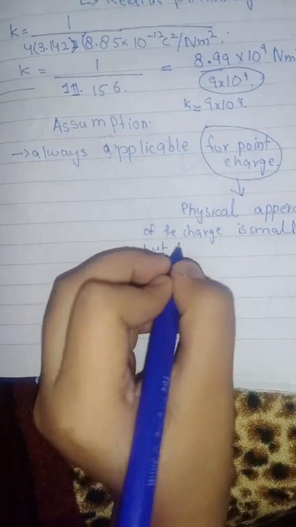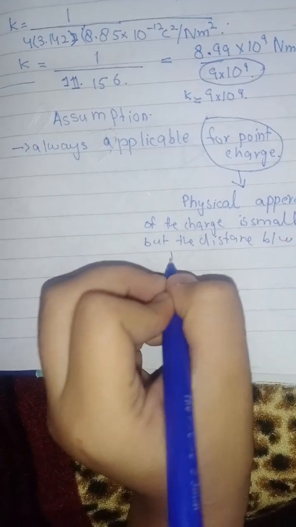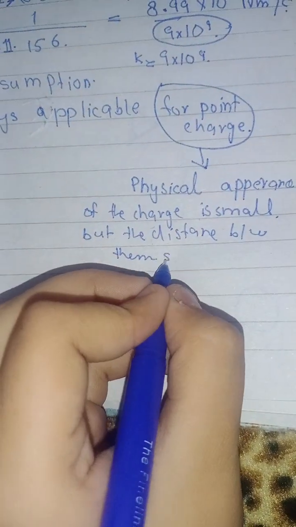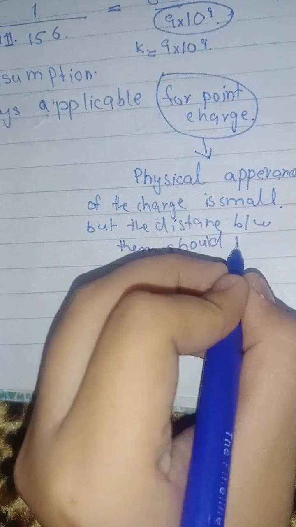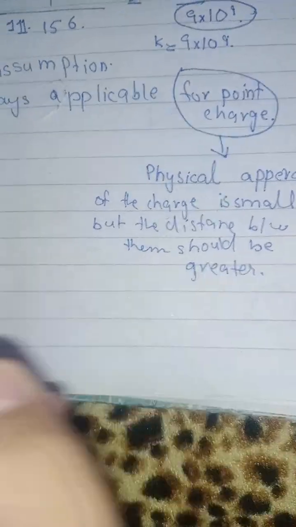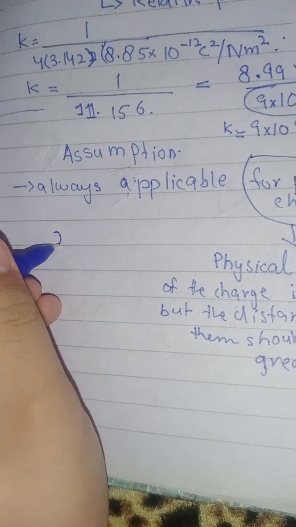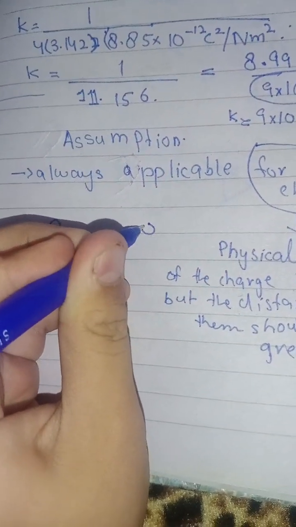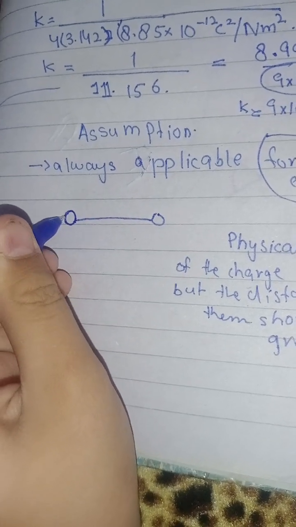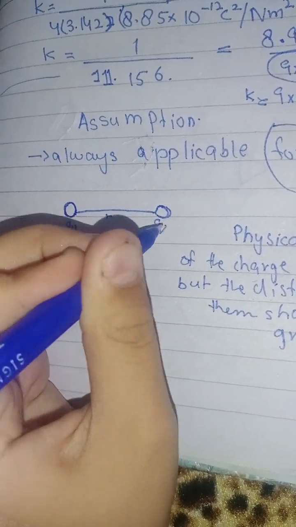but the distance between them should be greater. So I am saying that the physical appearance, the size of the charge, should be small as compared to the distance between them. The distance should be greater than the size of the charge. So this is the distance, and these are charges q1, q2.